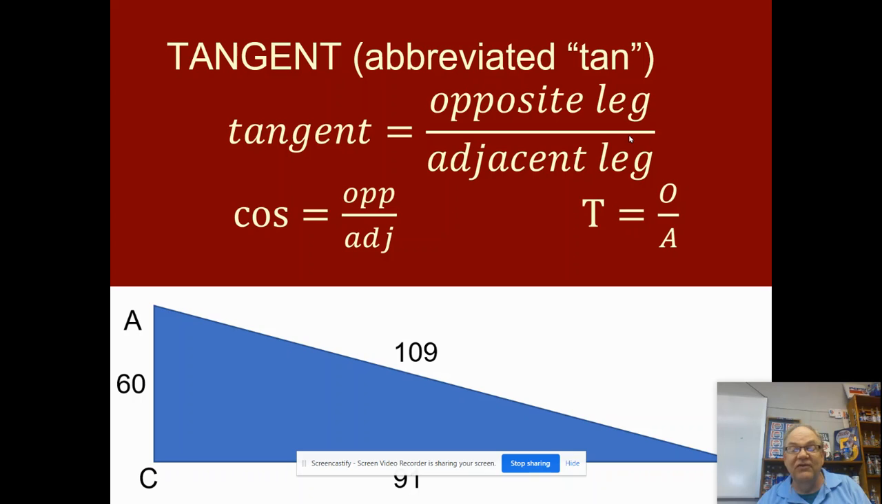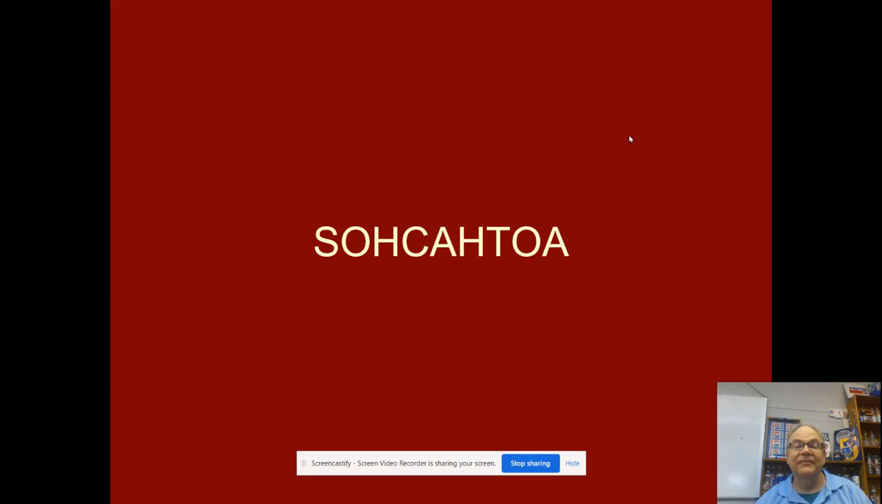So the tangent of A would be 91 over 60. Tangent of B would be 60 over 91. Those are reciprocals of each other. Again, tangent is opposite over adjacent. People will often remember these using a little acronym or a mnemonic device that's usually pronounced SOHCAHTOA.